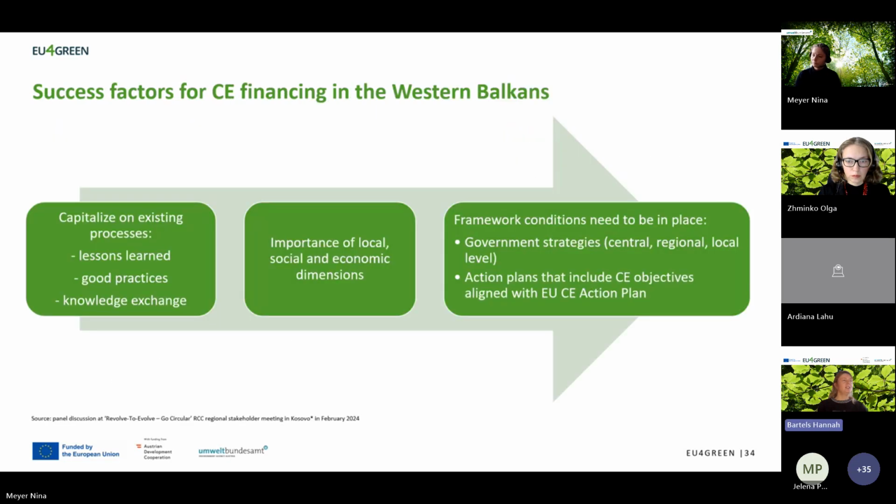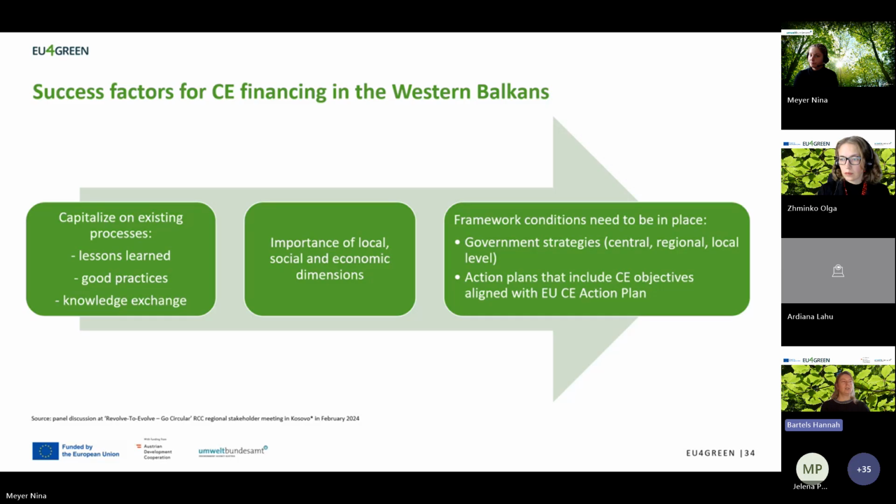And then finally, again, from the meeting I mentioned with RCC, we have identified some success factors for CE financing in the Balkans. And therefore, it was really mentioned that capitalizing on existing processes is one key factor to success. So really making sure that lessons learned are taken into consideration, good practices are shared, and knowledge is exchanged.